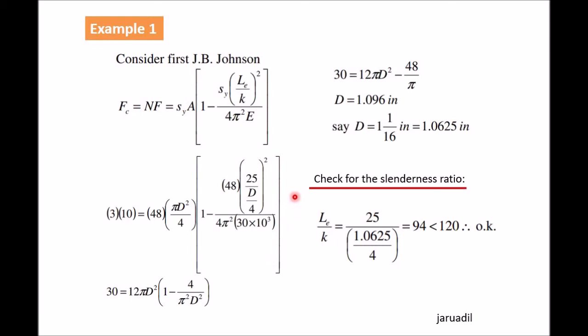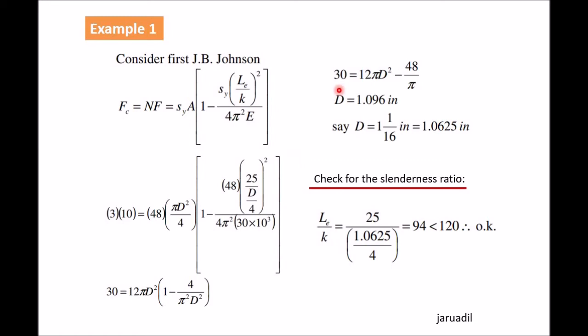Dapat kung naka-KSI, kung naka-1,000, lahat dapat naka-1,000, para hindi ka mag-cancel ng maling number. So, if we simplify this one, this is equal to 30, 12 pi D squared, 1 minus 4 over pi squared D squared. Yan. Simplify the numbers and the variable D. So, nakikita nyo, ang ano na lang dito yung diameter.